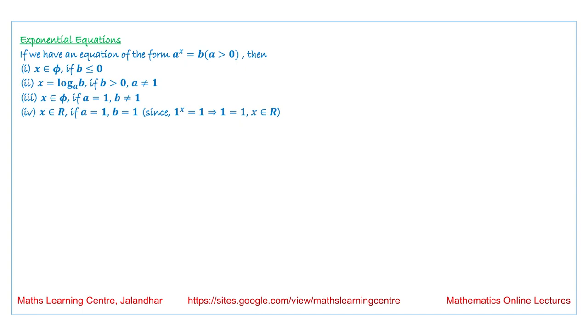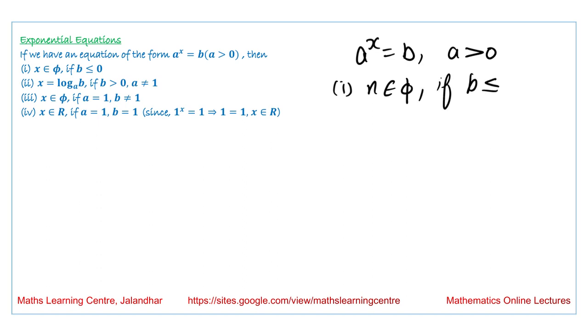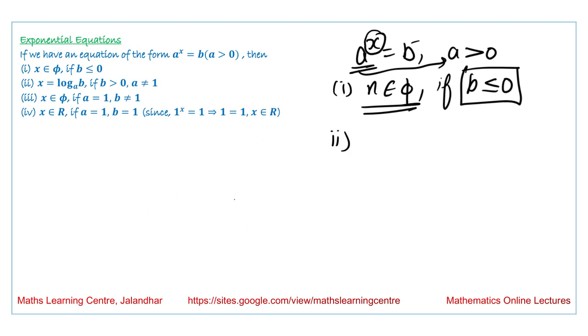Next is exponential equations. If we have an equation of the form a raised to the power x is equal to b, where a is greater than 0, then the first condition is that x belongs to phi, the empty set, if b is less than or equal to 0. We are saying this a is positive, we have some power over here, and the answer cannot be negative or 0. So if b is less than or equal to 0, then there is no value of x. Second, if b is greater than 0 and a is not equal to 1, then x is equal to log b to the base a.